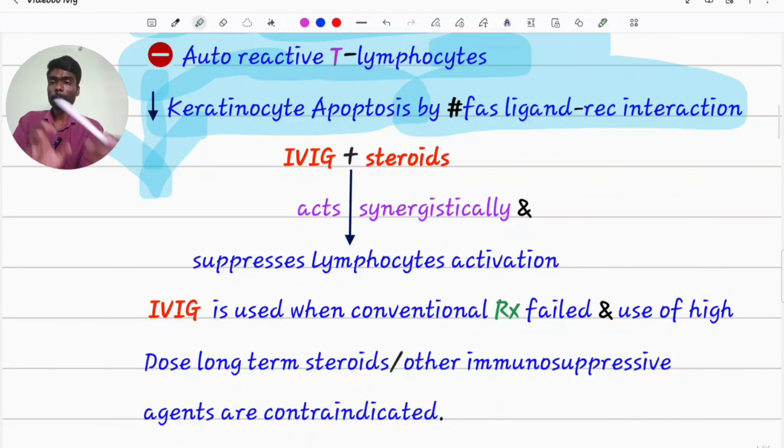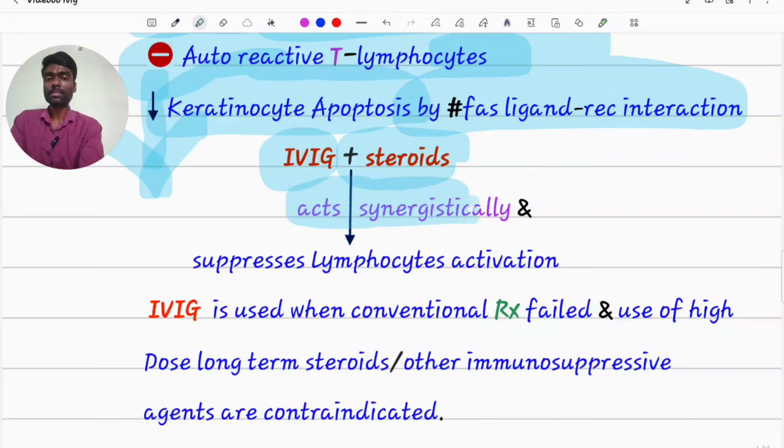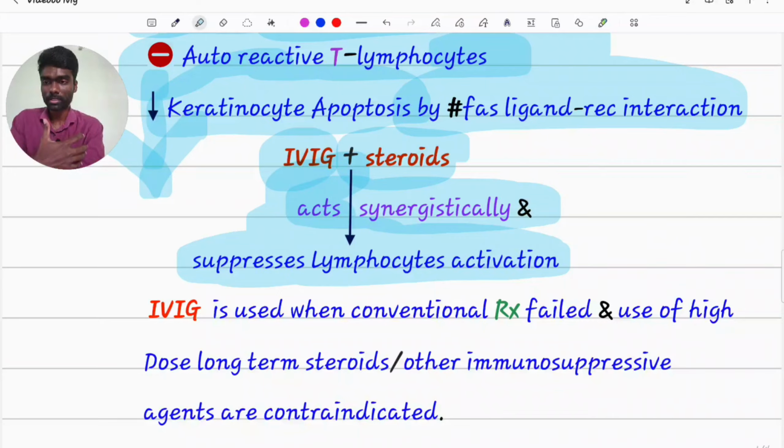If we combine steroids with IVIG, they both will act synergistically and suppress lymphocyte activation. This is with systemic steroids. If we give topical steroids along with calcipotriol, they both also will act synergistically.